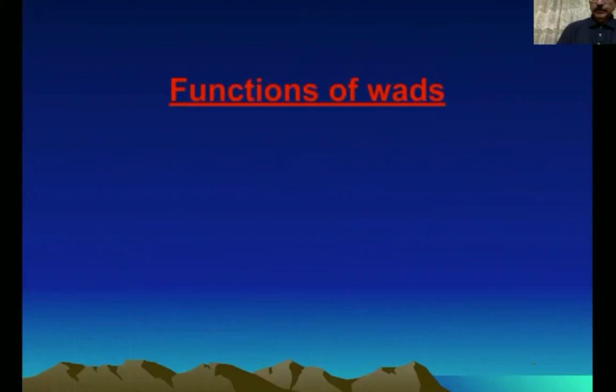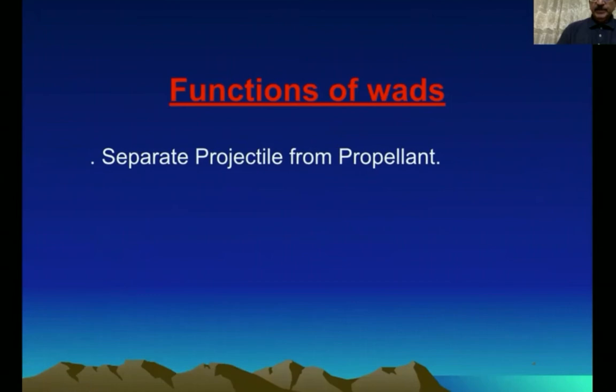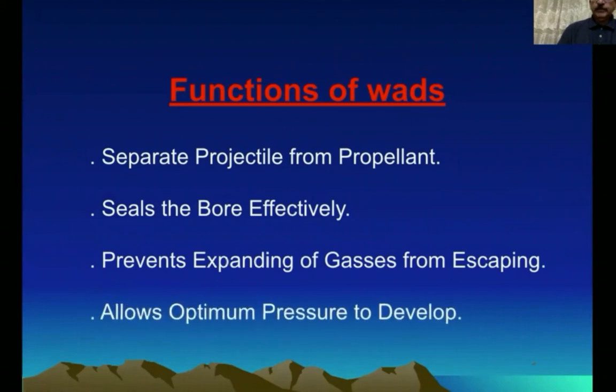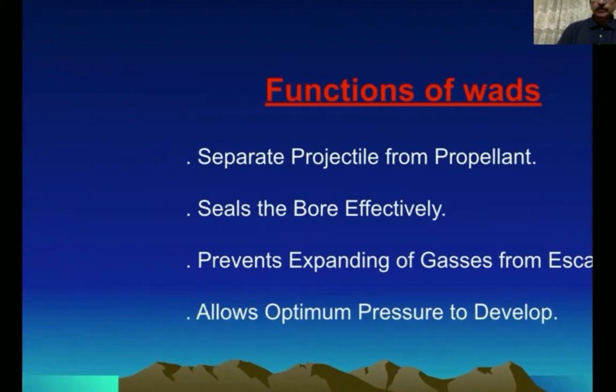The functions of the wad are basically that it separates the projectile from the propellant. It seals the bore effectively, and it prevents the expanding gases from escaping. And it allows sufficient pressure to develop so that the charge can be pushed forward. So these are the functions of the wads which are used in smoothbore weapons.